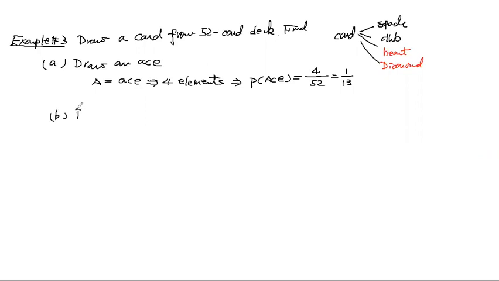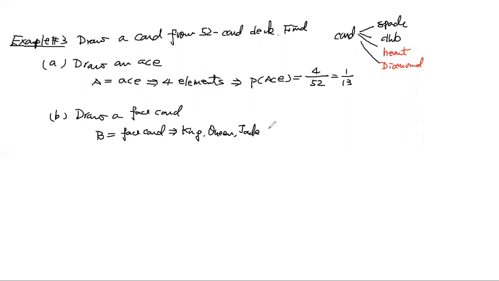Let's take a look at drawing a face card. I will let my event B be a face card. The face cards are the king, queen, and jack, so we have 3 face cards in each suit. We have 3 face cards in the spade, 3 in club, 3 in heart, and 3 in diamond.